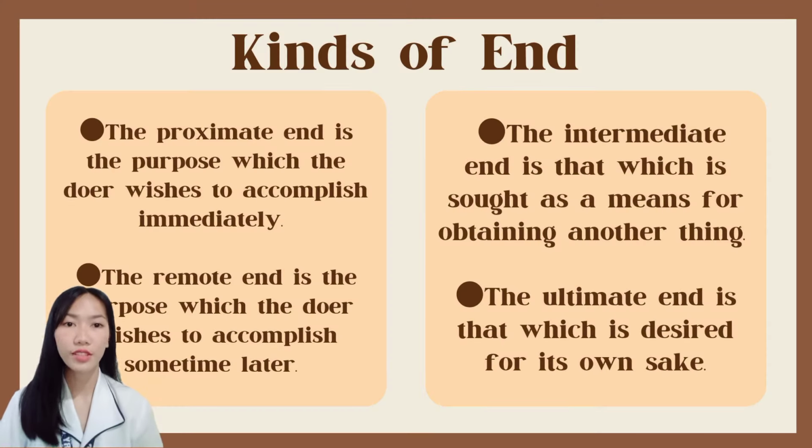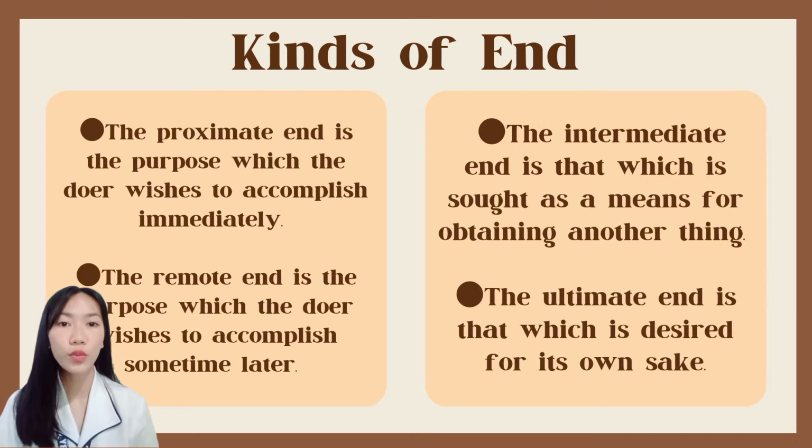So here are the kinds of end. The end of the doer is either proximate or remote, and intermediate or ultimate. The proximate end is the purpose which the doer wishes to accomplish immediately. The remote end is the purpose which the doer wishes to accomplish sometime later.